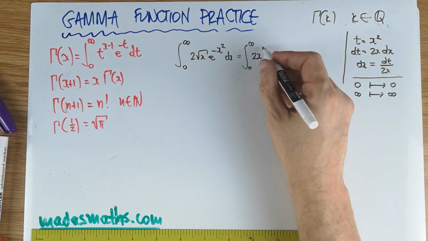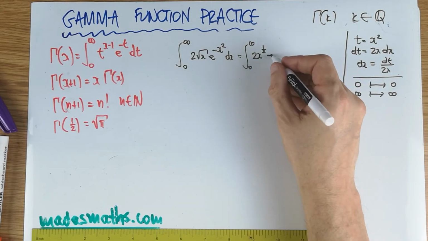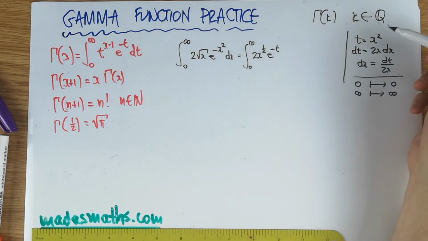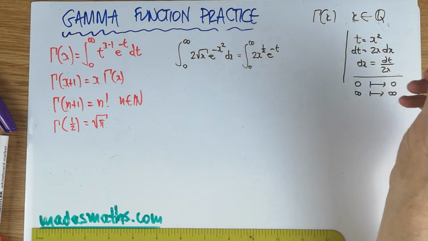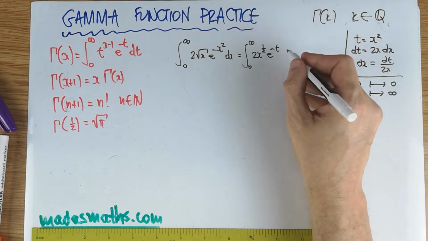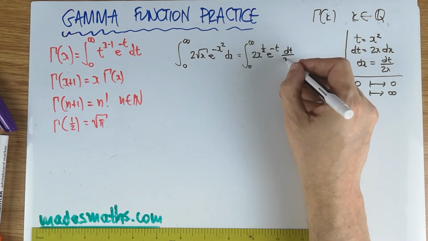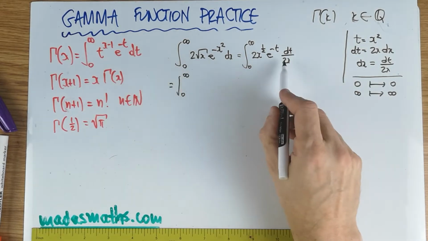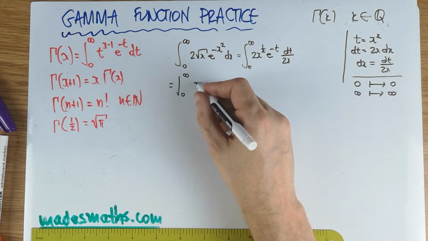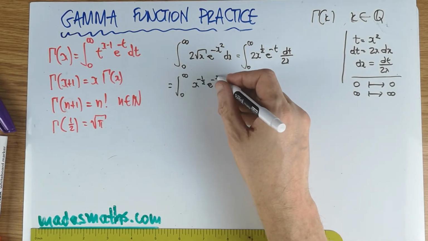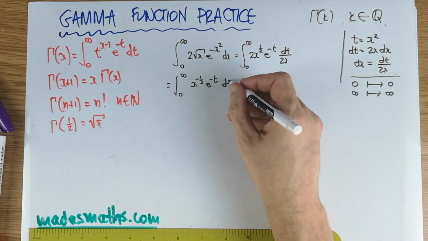I'm going to write this as 2x to the half. I'm not doing anything with that yet. To the minus t, and my dx is dt over 2x, which will simplify. The 2's cancel, and I'm going to have x to the power of minus a half, e to the minus t dt.